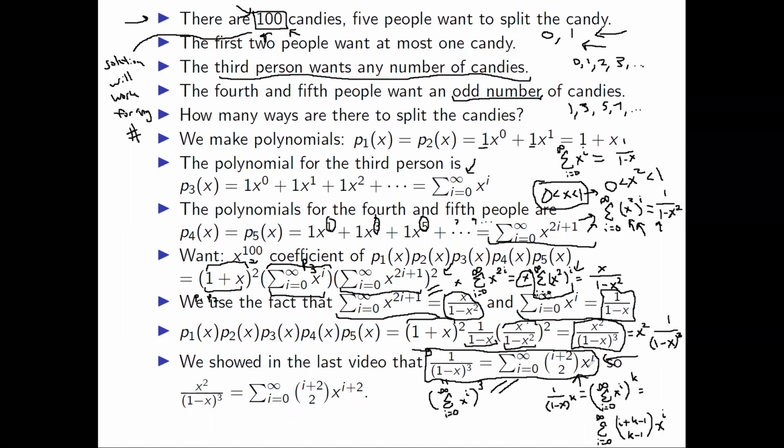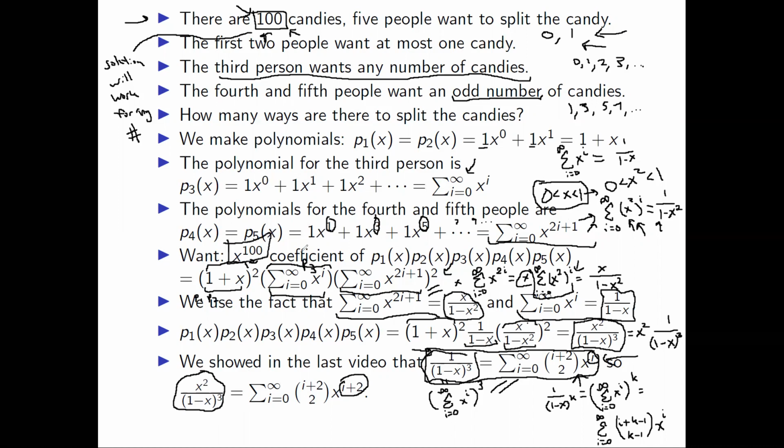And that means we can just multiply each term x to the i by x squared. So we can replace the x to the i by an x to the i plus 2. We had an i up there, and that was the only difference between this one and this one. So we just shifted it by 2. It shifted each of the coefficients by 2. Now we're almost done because we're looking for the x to the 100th coefficient.